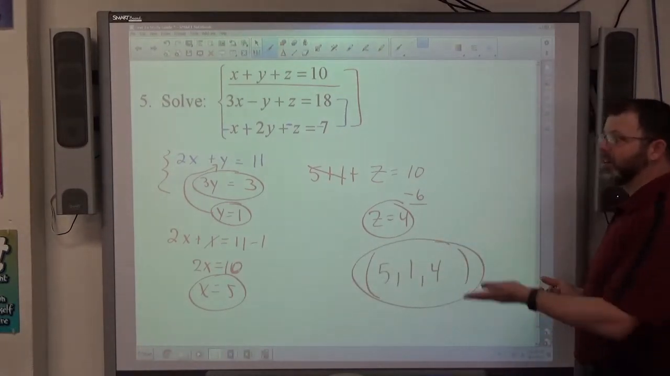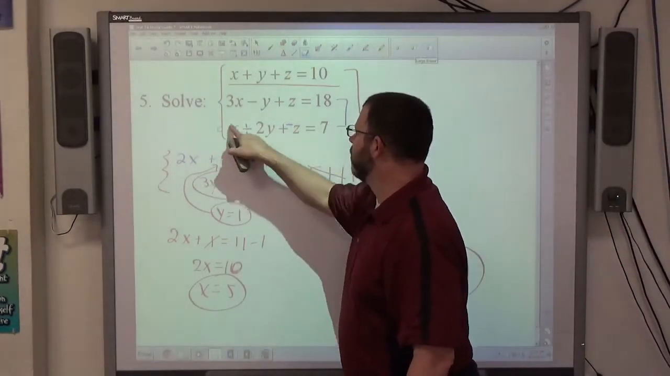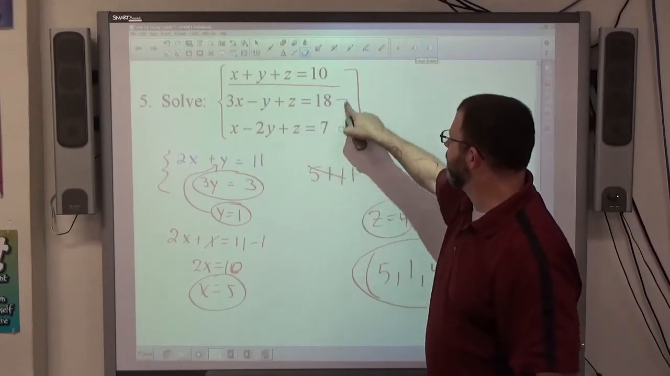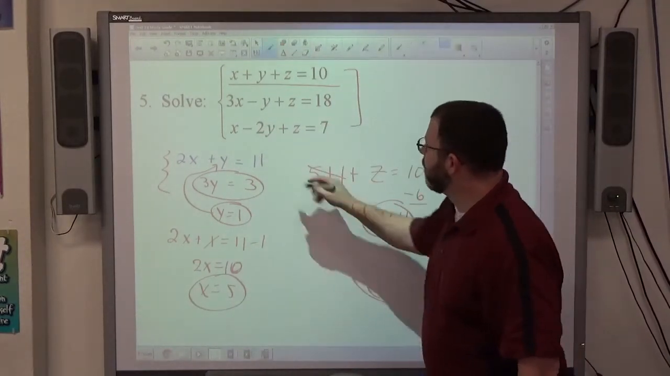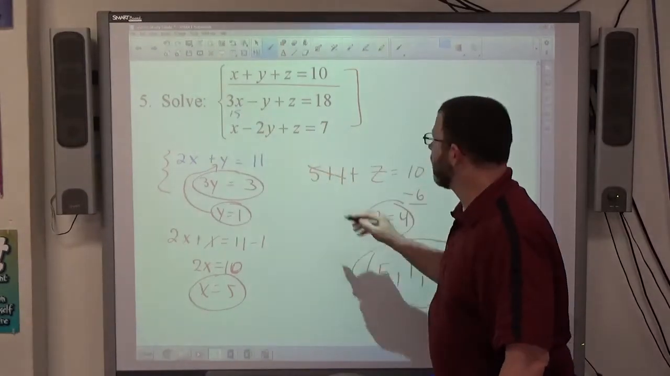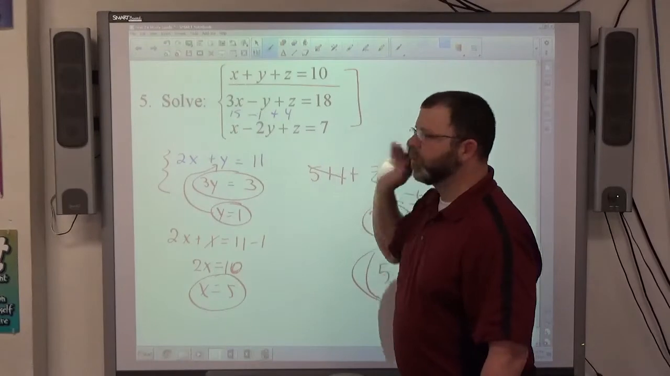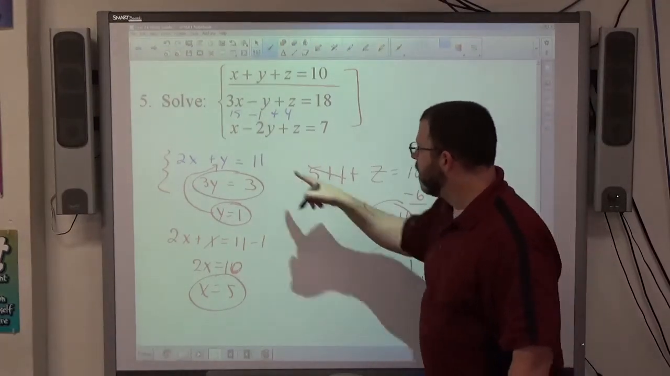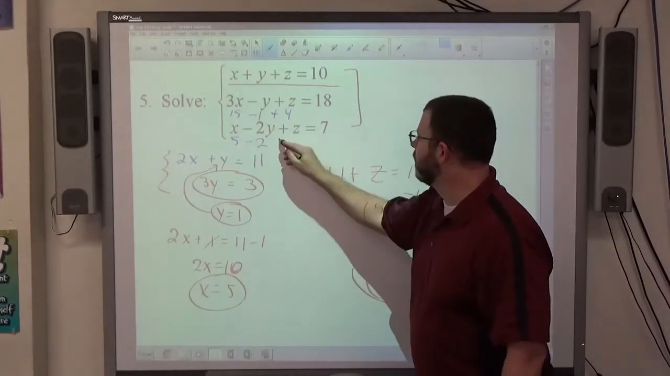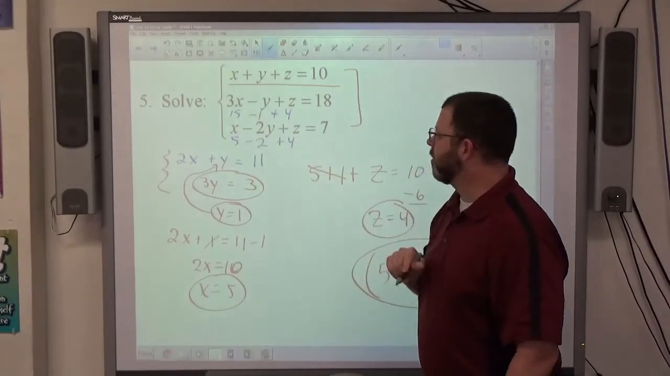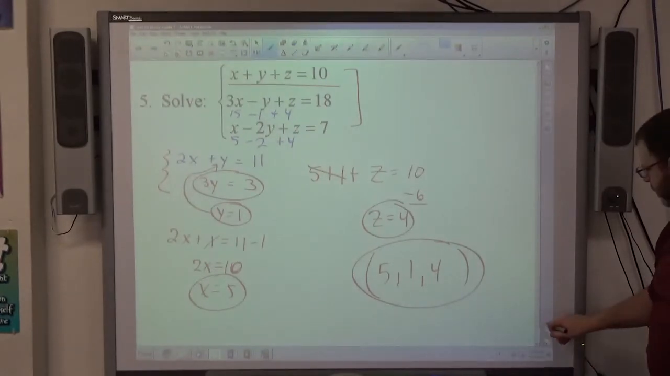If you want to make sure you're right, just put them all back into the original problem. You'll get true statements for all three. I'll just do the top one real quick just to verify. Sorry, the middle one. We already know the top one works. 3 times 5 is 15. Minus 1 plus 4. 14 plus 4 is 18. Bottom one. X equals 5. Minus 2 times 1 plus 4. 5 plus 4 is 9, minus 2 is 7. So it's real easy to check if you want to make sure you're right.